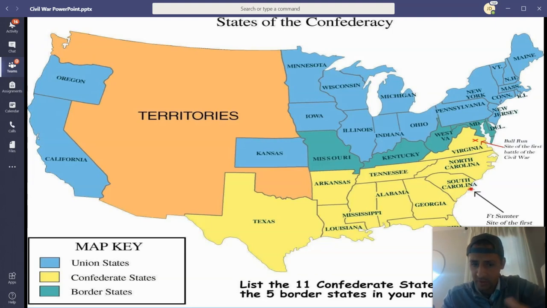West Virginia wound up separating, becoming its own state. Maryland and Delaware are all your border states, in which the population was maybe 50-50: 50% in support of slavery, the other 50% against.